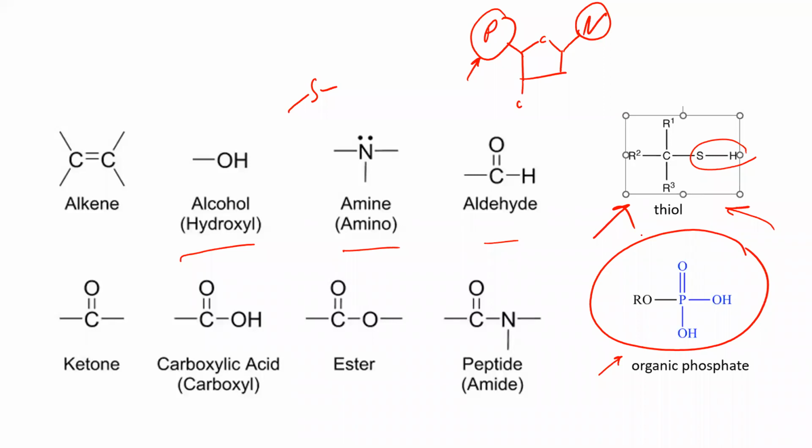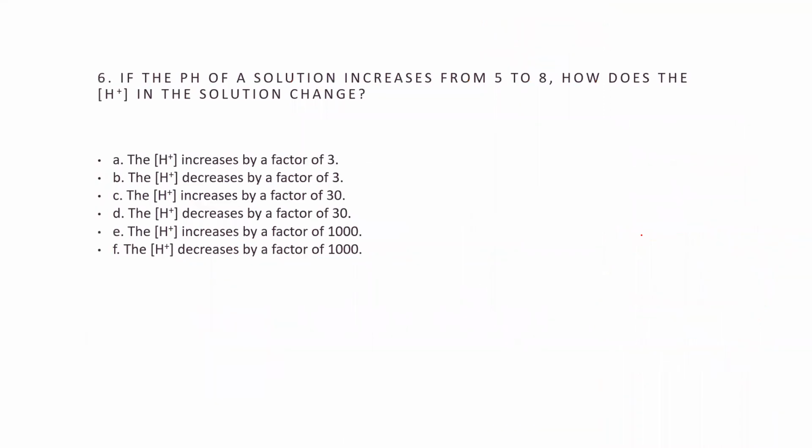Okay. If I'm moving too fast, just tell me. But I've got a lot of questions, and I'm sure you guys have a lot of questions to get through. So, all right, number 6: if the pH of the solution increases from 5 to 8, how does the concentration of protons in the solution change?